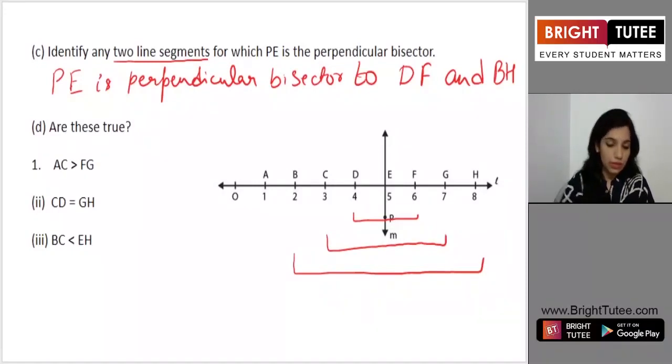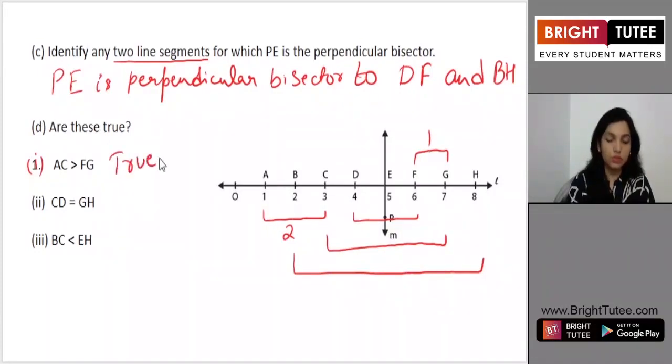Are these true? Let's look at the first point given. It says AC is greater than FG. So where is AC? Here it is. It's of 2 units in measure, right? Now where is FG? So here this is FG. What is the measure of it? 1 unit. So is AC bigger than FG? The answer is yes. So the statement is true.